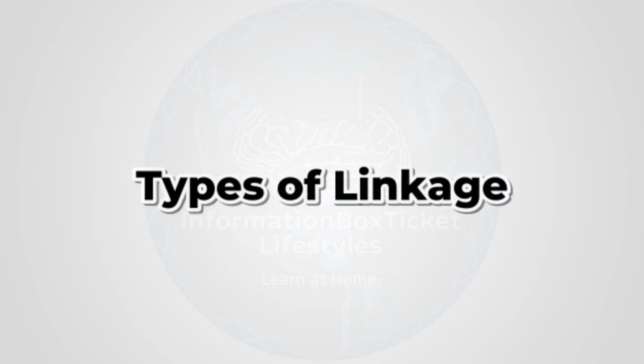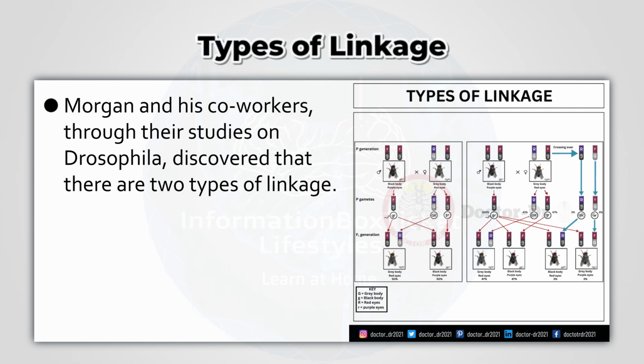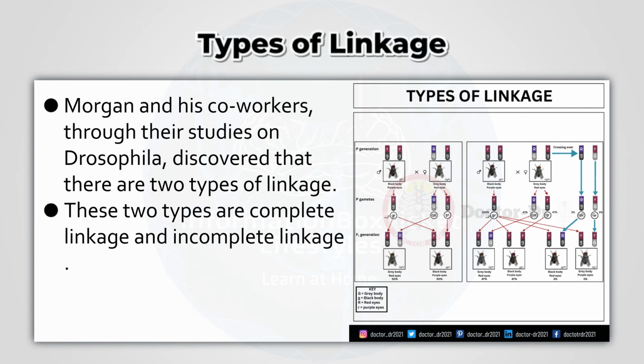Types of linkage. Morgan and his co-workers, through their studies on Drosophila, discovered that there are two types of linkage. These two types are complete linkage and incomplete linkage.